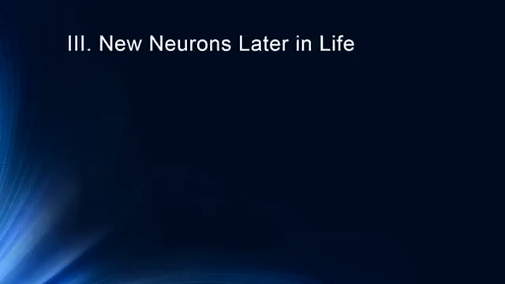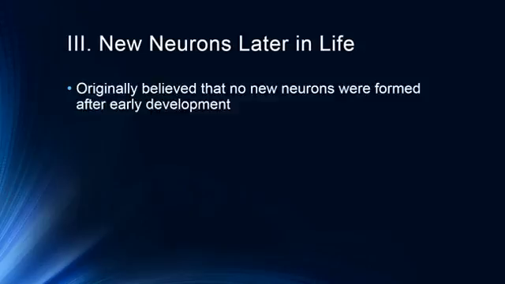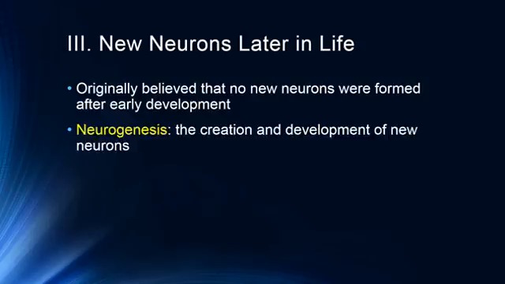More recently, we've discovered that new neurons are developed later in life. Originally, it was believed that no new neurons were formed after early development. It was essentially that we were born with all the neurons we were going to get, or soon thereafter. We now know there's a process called neurogenesis, which is the creation or development of new neurons.